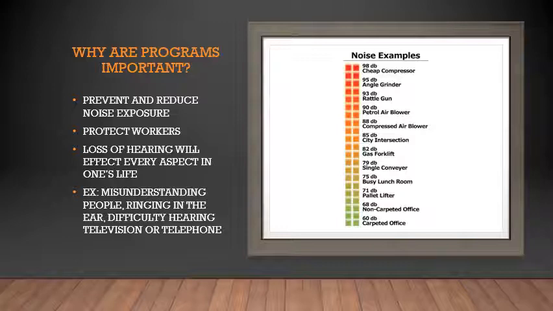Now I added this chart to the right to show you how different components and different productions release different exposures of decibels. You can see a carpeted office has 60 decibels, where if you go to a city intersection, it has 85 decibels. And then the highest is a cheap compressor, all the way up to 98. So it's very important to understand what you're working with and what decibels you could be using.